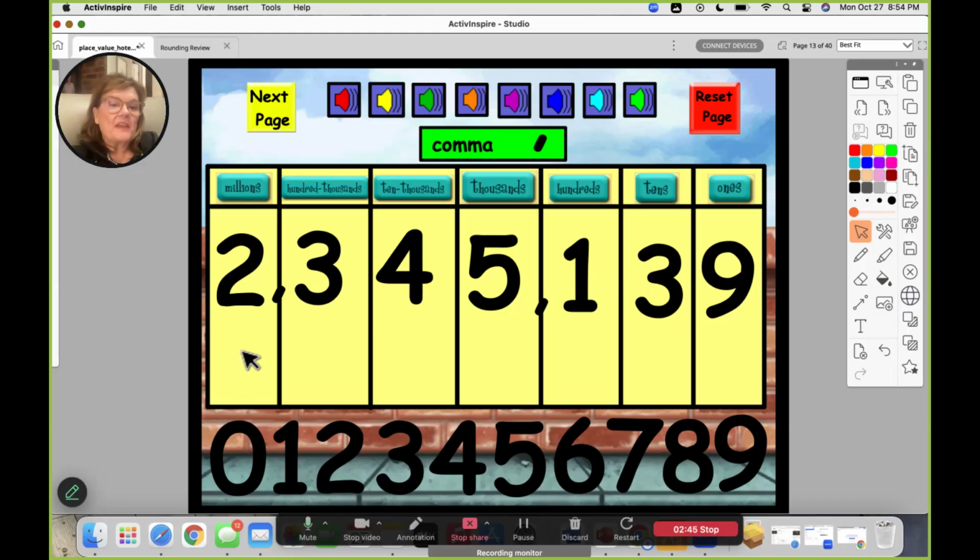Now, an important thing when you're reading a number is you never use the word and. The only time we would use and is if we had a decimal and we were moving into places on the other side of the decimal. If we're all in whole numbers, don't ever say and. So let's say this number one more time. 2,345,139.